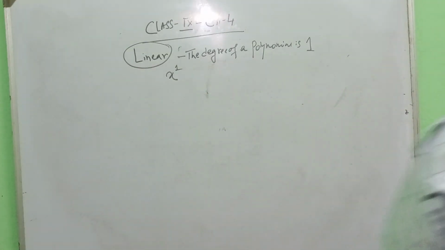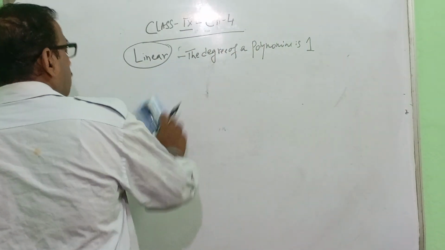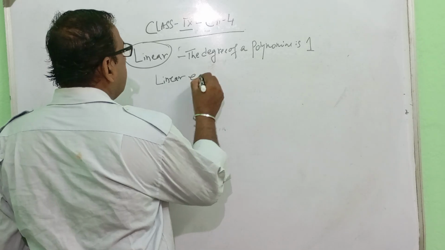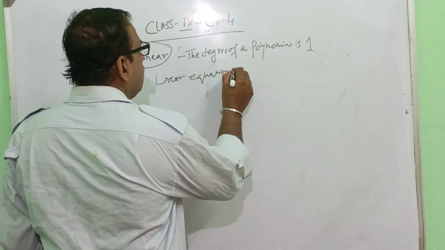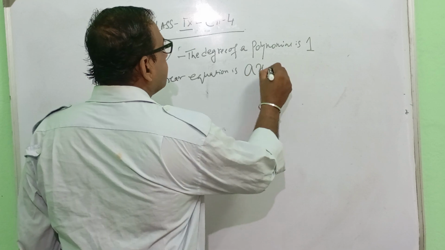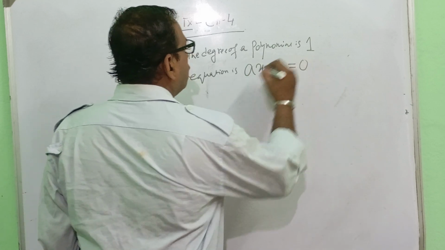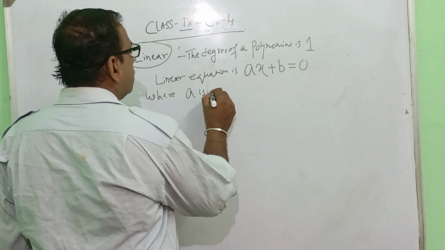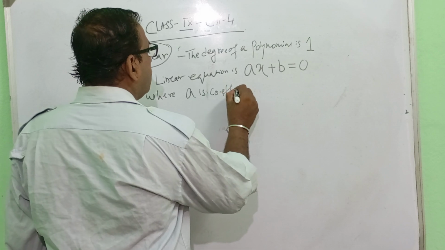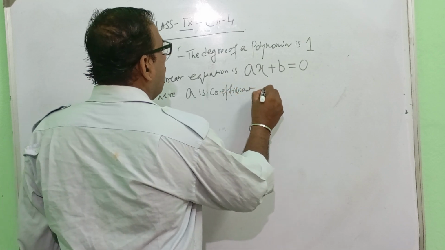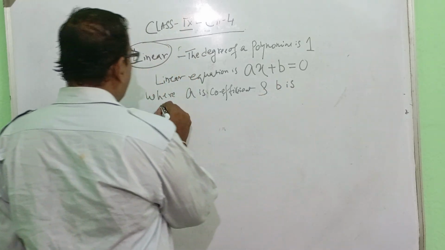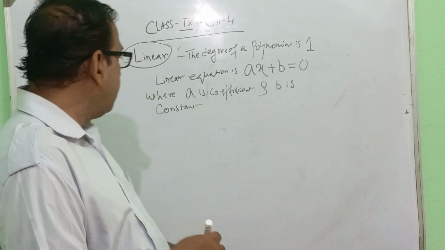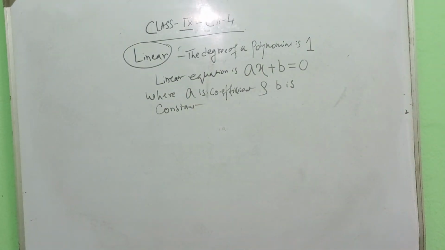So my linear equation is ax plus b is equal to 0, where a is the coefficient and b is the constant. Is it clear that b is constant?